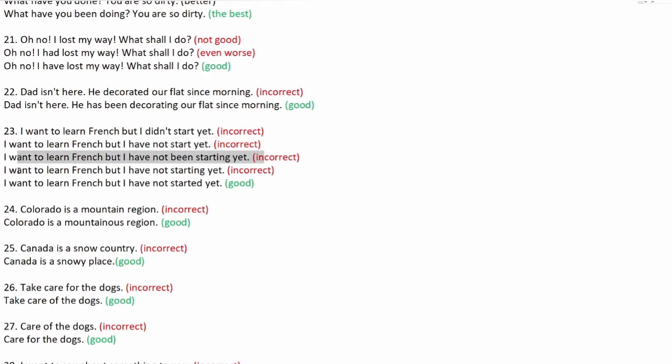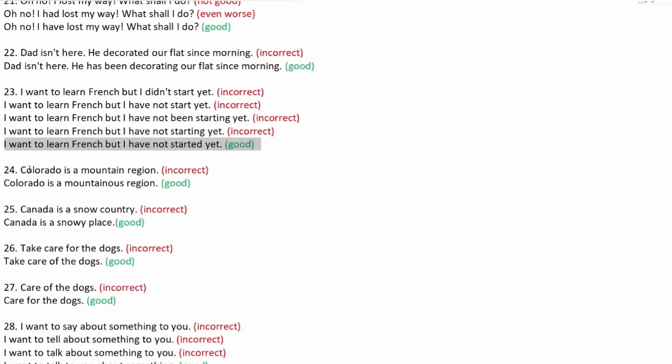It's just getting worse. I want to learn French, but I have not starting yet. That's even worse. I want to learn French, but I have not started yet. Just keep the tenses as simple as you can. Don't invent some new tense, or make a concoction out of the tenses and try to construct a sentence. It's very confusing. I want to learn French, but I have not started yet.